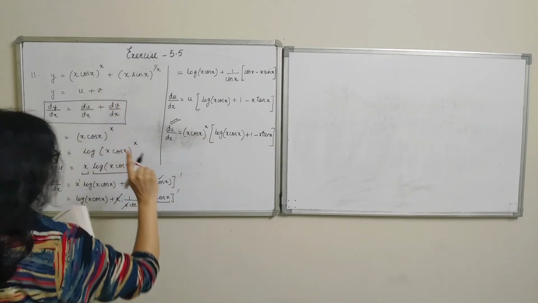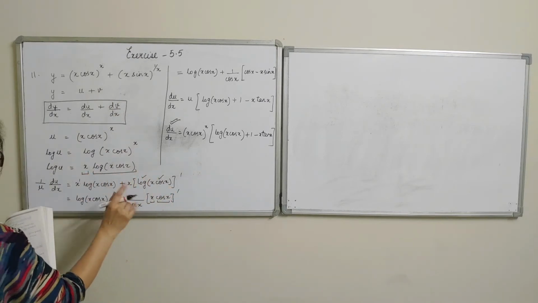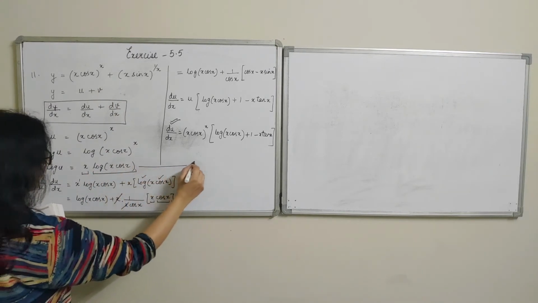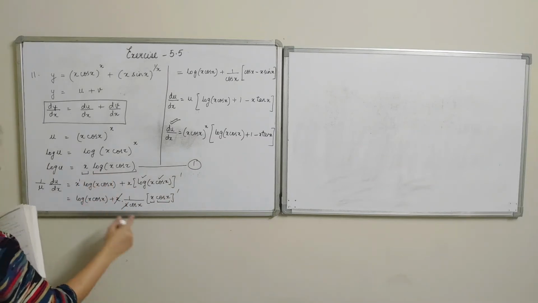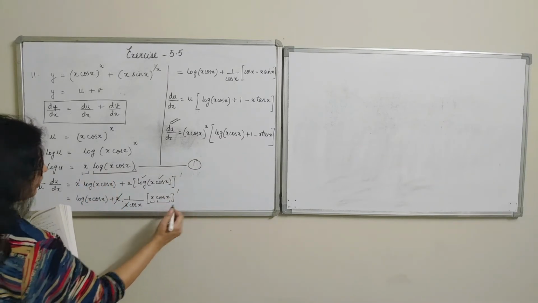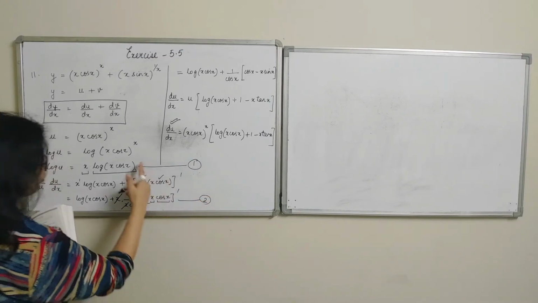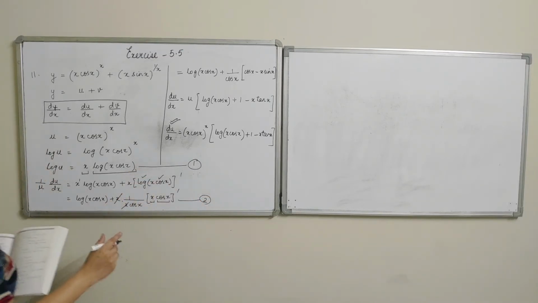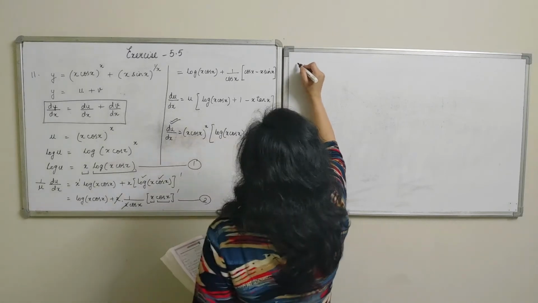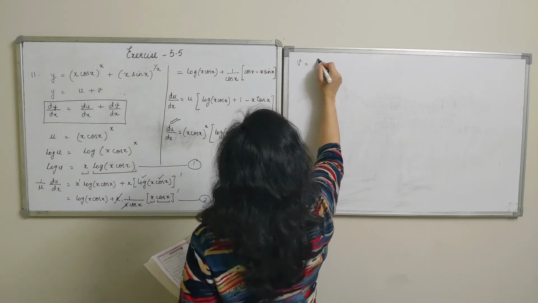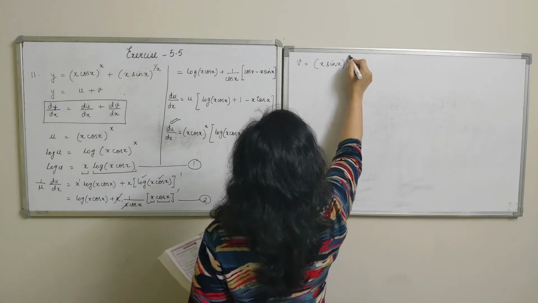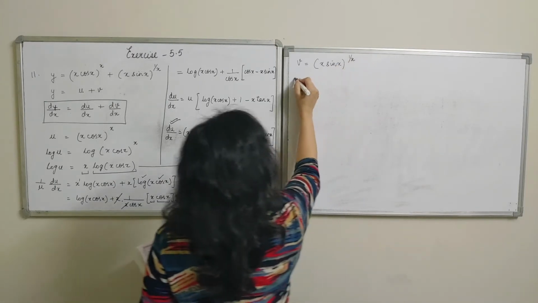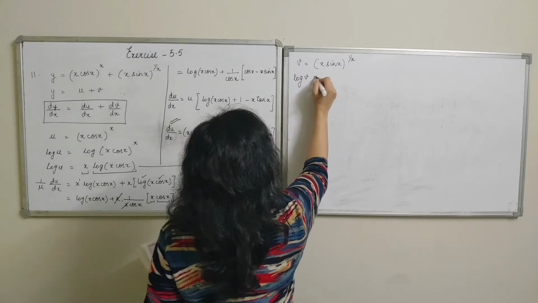Next, see what is important here. We have used the product rule once after this step, and again at this step we have used the product rule. So the product rule has been used twice. Next, v function is x sin x power 1 by x, taking log on both sides.